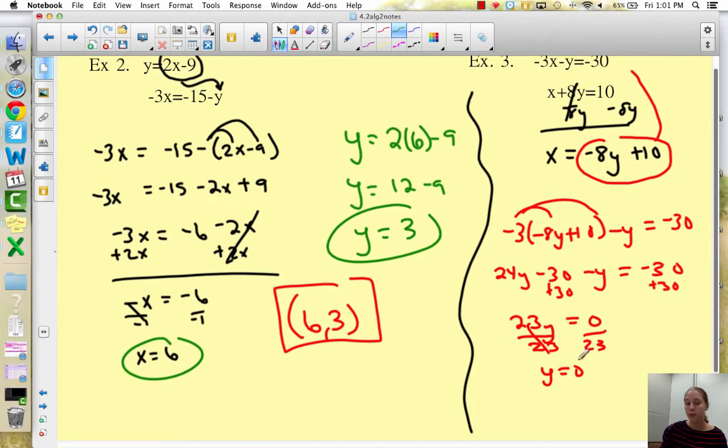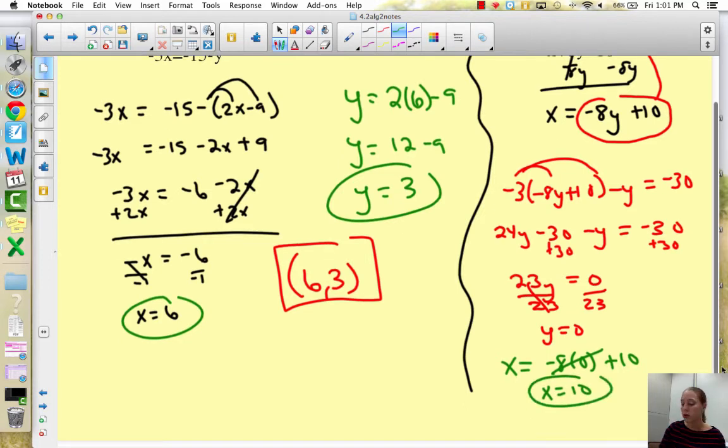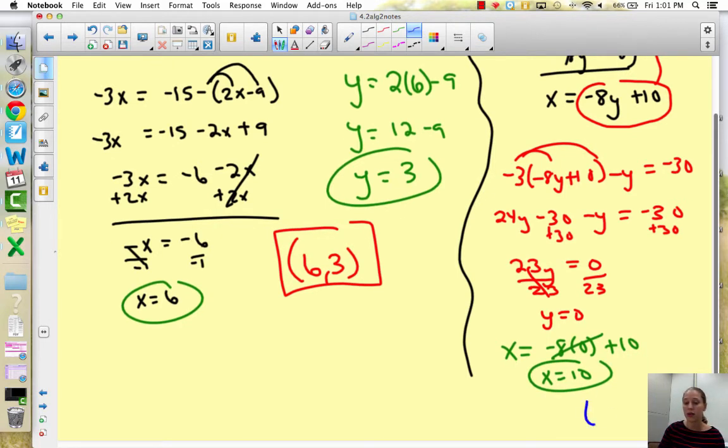So then my next step is to plug my y value in wherever I see a y. And I'm just going to pick this equation, x equals negative 8 times 0 plus 10. Like I said, you can pick a different equation. It doesn't matter to me. You should get the same answer no matter which equation you pick. Negative 8 times 0 is just 0. 0 plus 10 is 10, so x is going to equal 10. So my ordered pair, final answer, is going to be 10, 0.